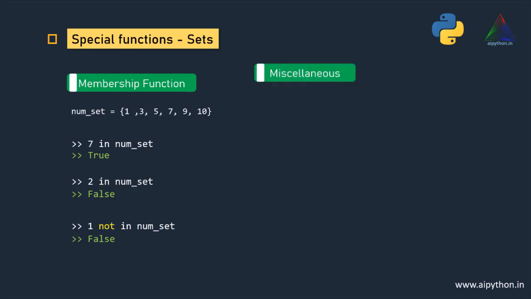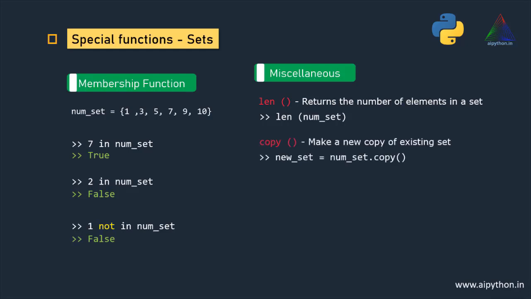Another one: there are some miscellaneous functions associated with the set, like length. If you use length, it will give you the length of a set. The copy function makes a new copy and stores it in the new variable which you assigned, like here new_set equal to numset.copy. It will copy a new instance of the set with exactly the same elements as are present in the current numset.